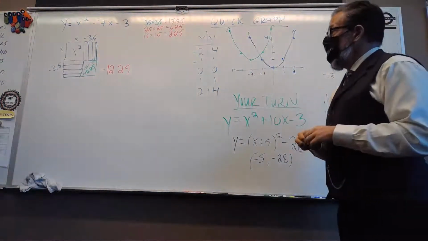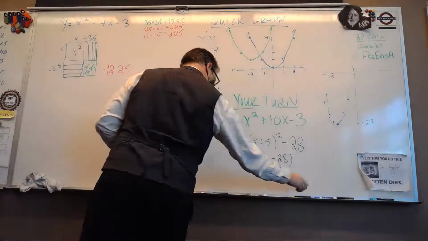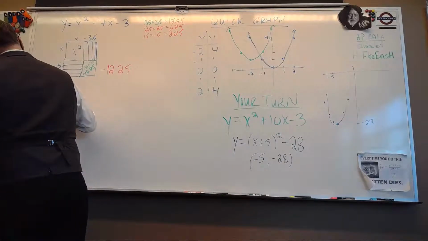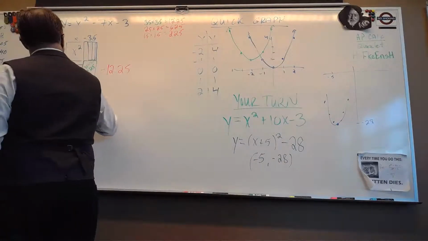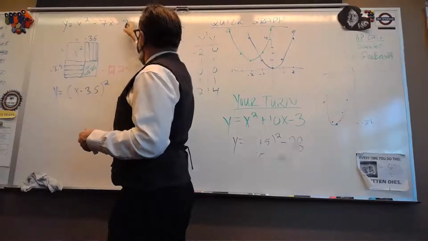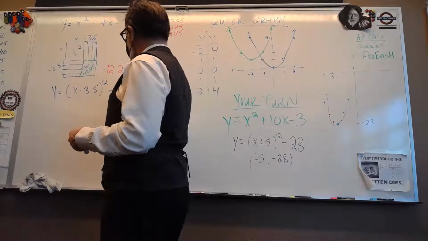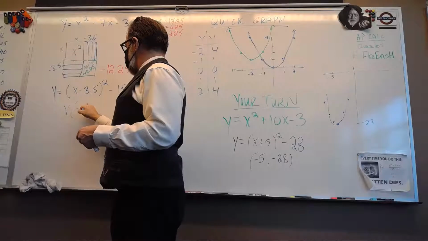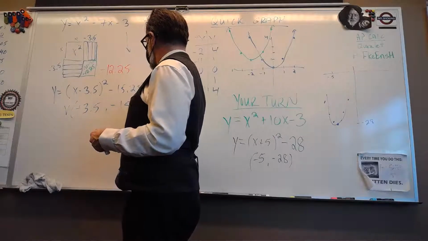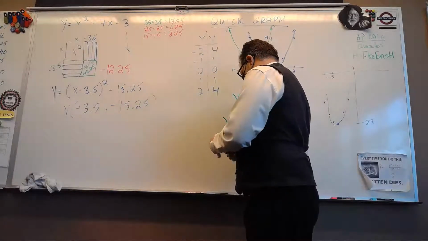So there you go. So let's write this. We've got, oh, I want blue. Y equals x minus 3.5 in parentheses squared minus 12.25 minus 3 is minus 15.25, which means that my vertex is at positive 3.5 comma negative 15.25. And you can actually do a quick graph on this one fairly easily.